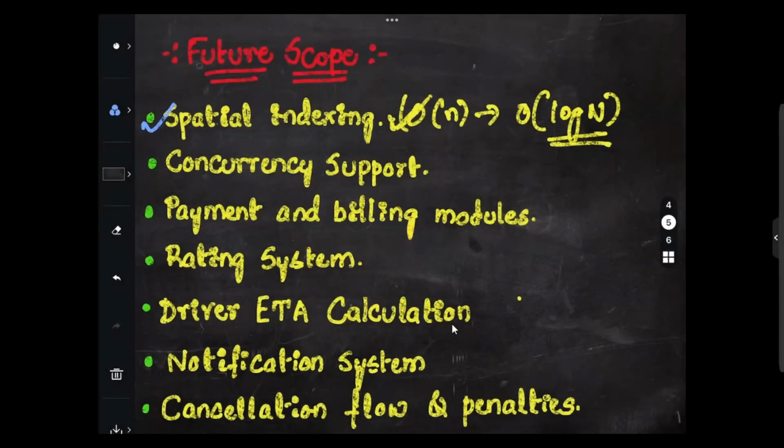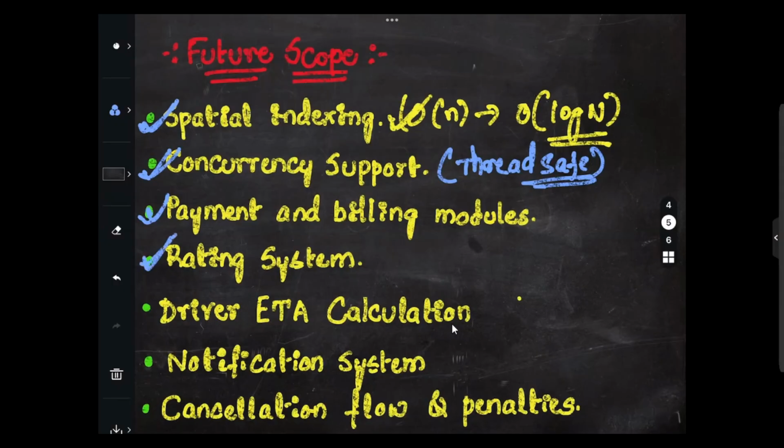This one is concurrency support. When I say concurrency support, we should be able to add thread safe collections or locks. That's what concurrency support is. The third one is payment and billing modules. When I say payment and billing modules, I'm speaking of fare calculation, taxes, as well as coupons. These 3 things we have to keep in mind at any cost.